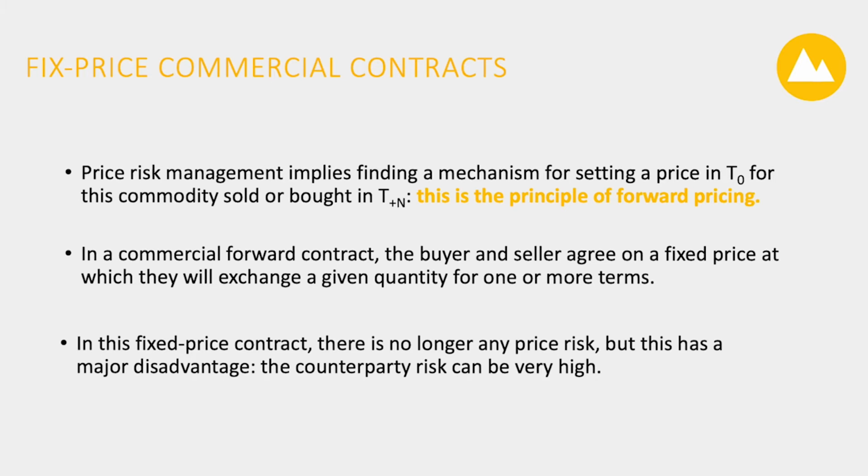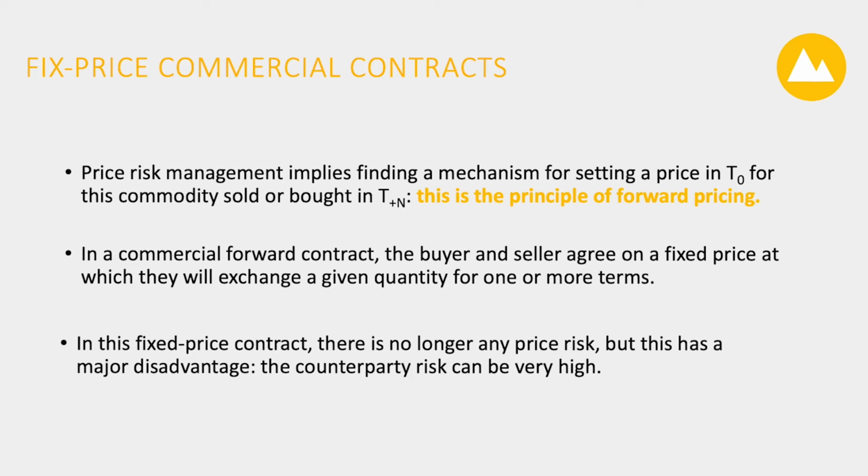Price risk stems from the fact that we do not know at T0 at what price we will sell or buy a given commodity at T plus N. Price risk management implies finding a mechanism for setting a price at T0 for this commodity sold or bought at T plus N. This is the principle of forward pricing. A first way to do this is simply to set this forward price in a commercial contract. A buyer and a seller agree today on the price at which they will trade a commodity at a future date for one or more deliveries.